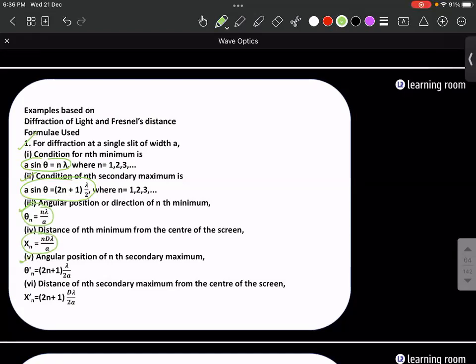Similarly, angular position of the nth secondary maximum is going to be (2n plus 1) into lambda by 2A, and the distance of the nth secondary maximum from the center of the screen will be (2n plus 1) into lambda into capital D divided by 2A.